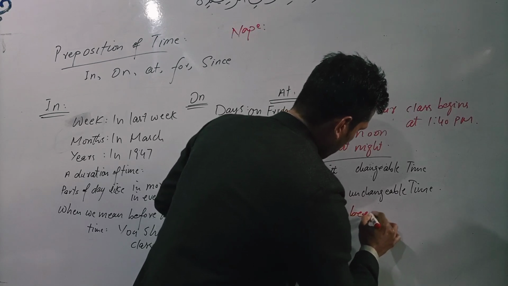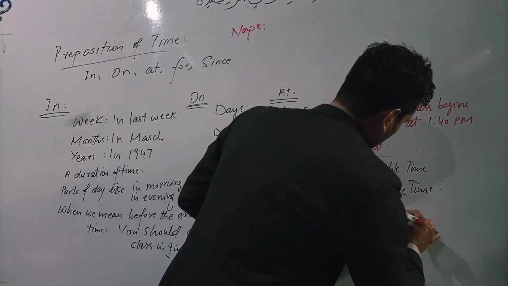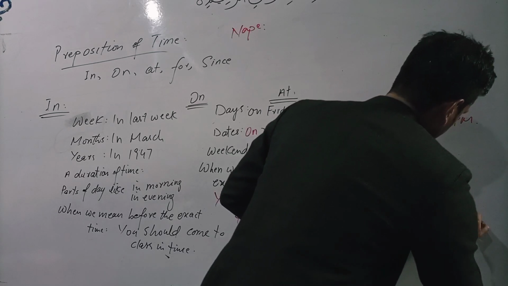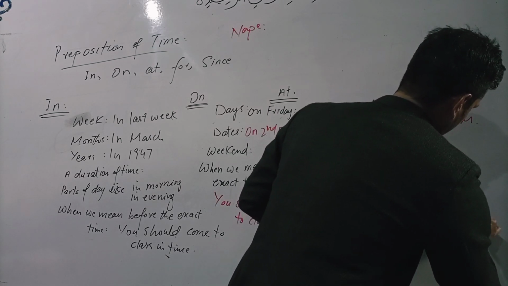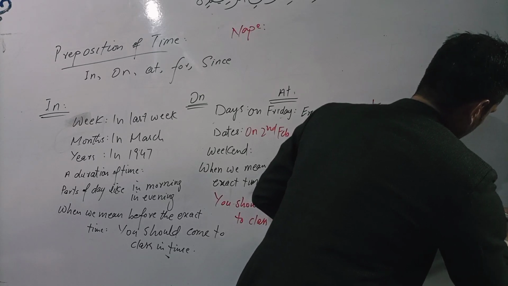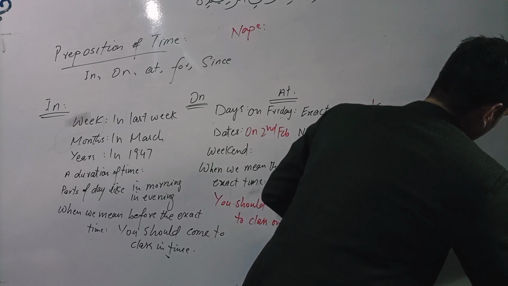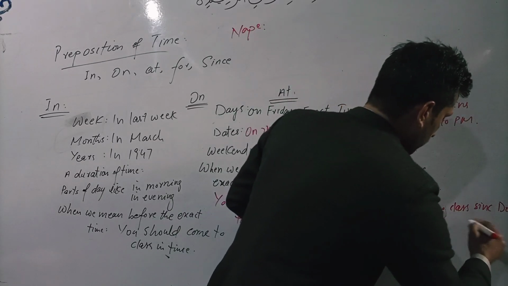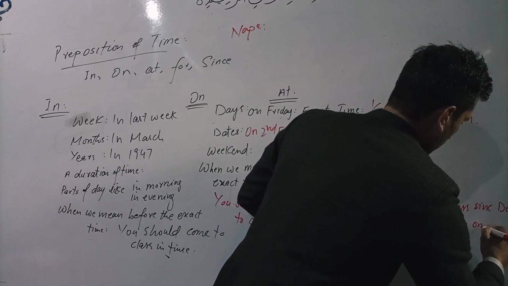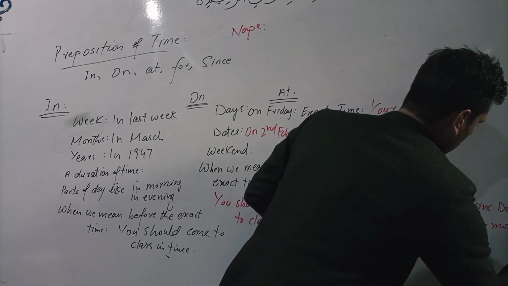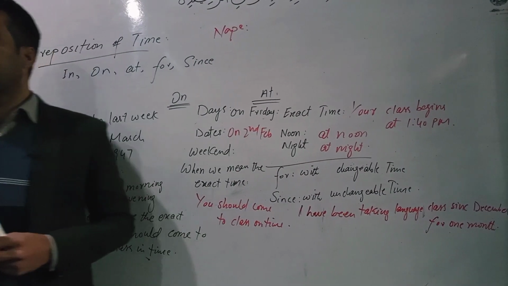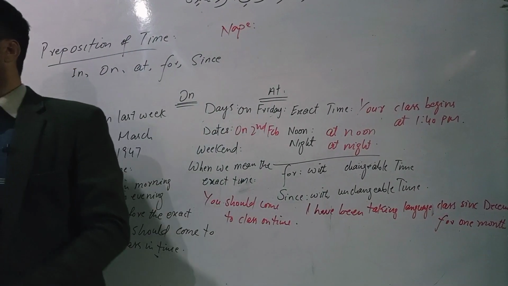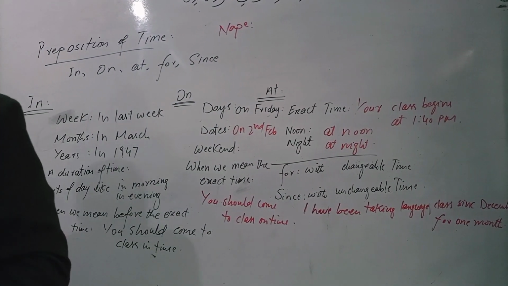Example: I have been taking language class since December and I've been taking class for 1 month. So 1 month is changeable, that is why I'm using for. And since December is unchangeable, so I'm using since.